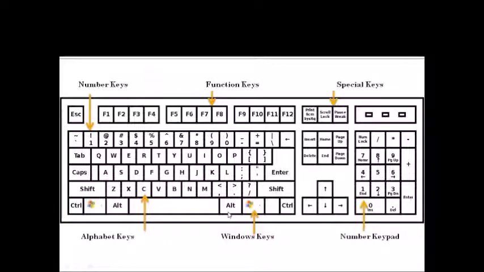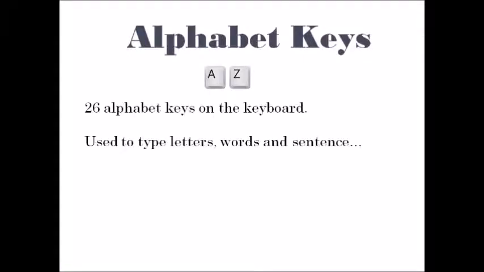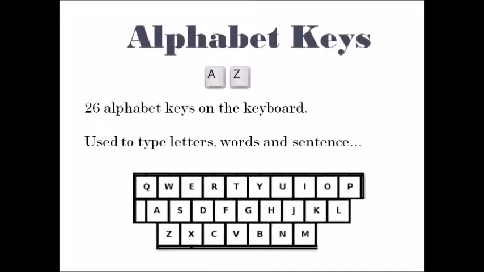So let's see it one by one. First, the alphabet keys. There are 26 alphabet keys on the keyboard from A to Z, but they are not in alphabetical order. So look at here. And these alphabet keys we use to type letters, poems, words, sentences, etc. on the keyboard.